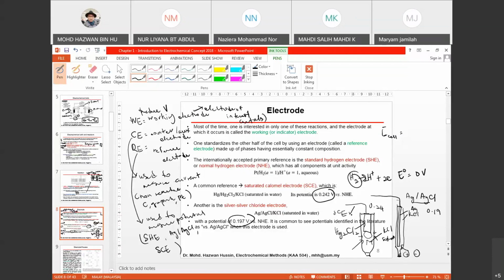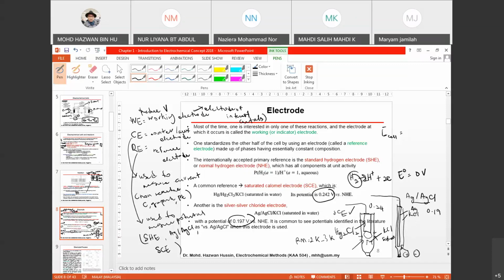Maybe for a simple setup, the price can range from 2,000 to 3,000 ringgit. Meanwhile, for this one, as I said, very cheap. Maybe you can get it for less than 500 ringgit, or around 500 ringgit.